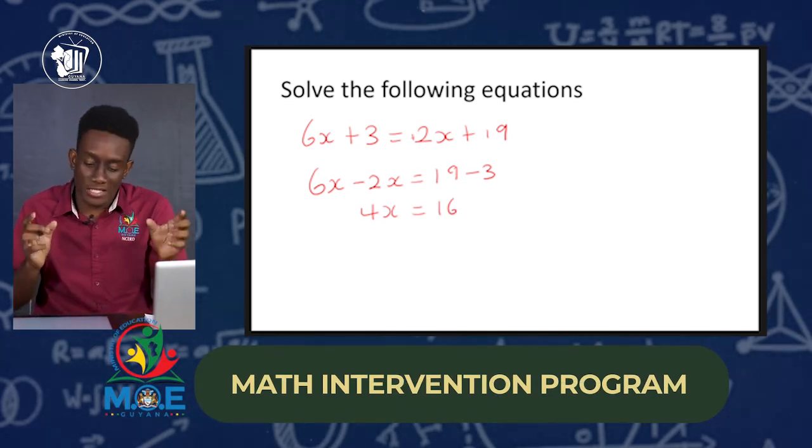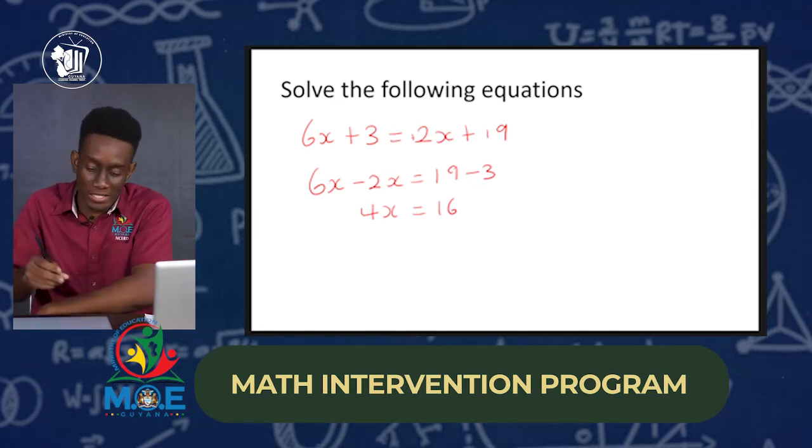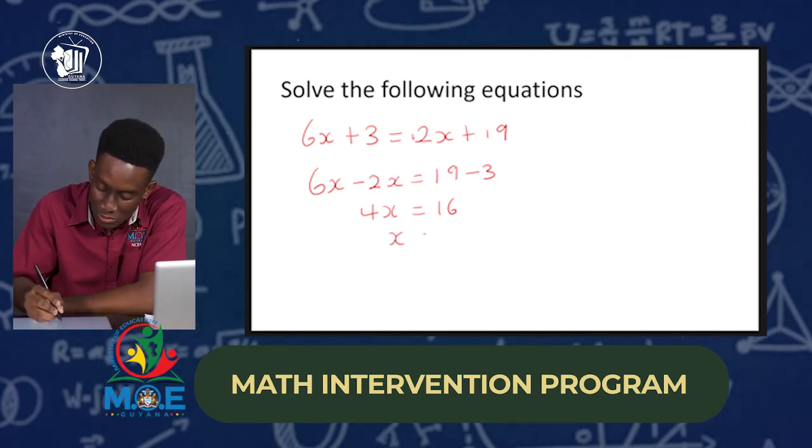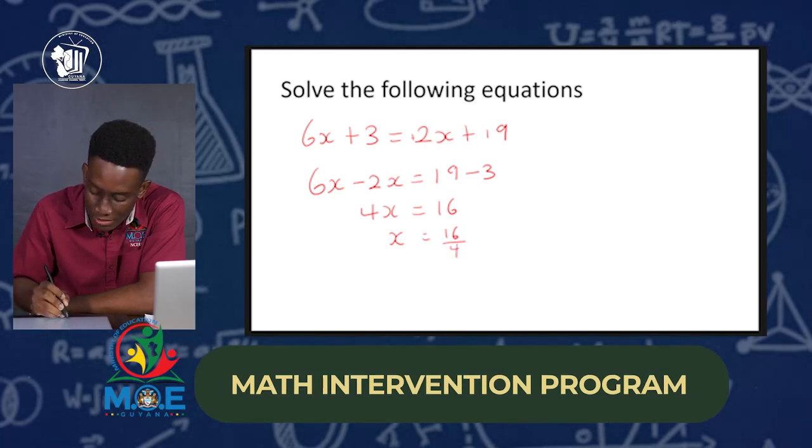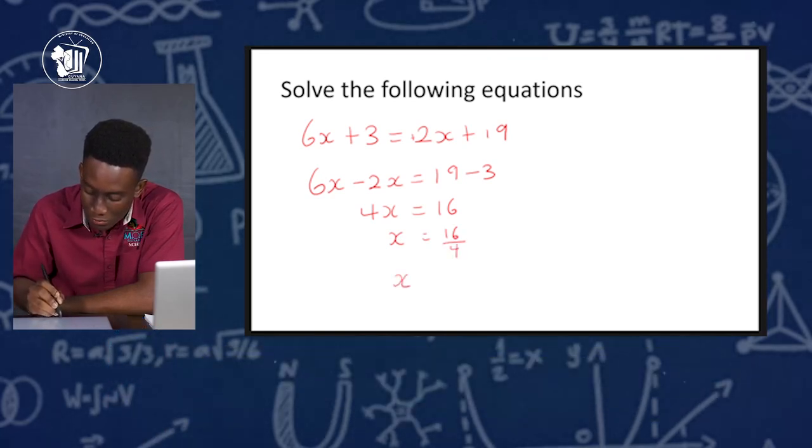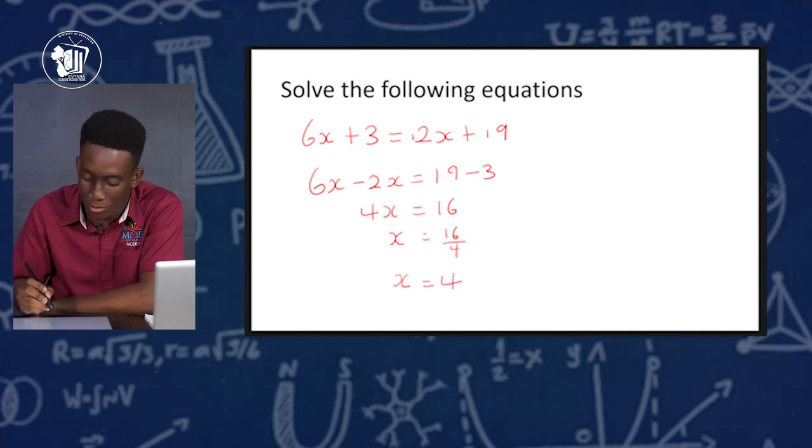So now we can easily take over the 4. We know the 4 is multiplying the x. So x would be equal to 16 divided by 4. And therefore, x would be equal to 4.